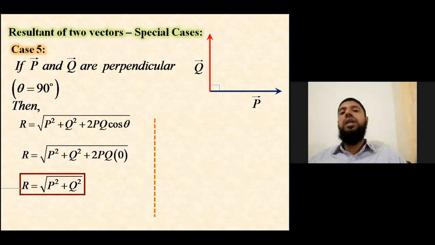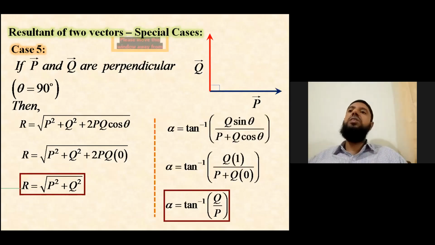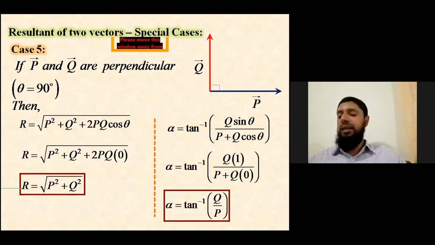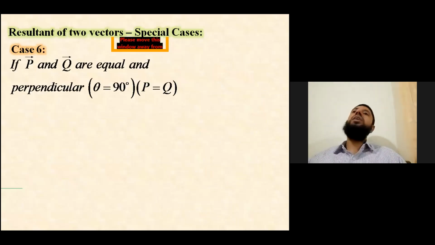And what is the direction of the resultant? Resultant direction ಏನಾಗಿರುತ್ತೆ? It will be at an angle of tan inverse of Q by P. It depends on the magnitude of Q and magnitude of P. It will be in that direction from the first vector P. P ಇಂದ ಅಷ್ಟು angle ಅಲ್ಲಿ ಇರುತ್ತೆ. If I take a special case, one more case where the two vectors are equal and they are perpendicular. ಎರಡು ವೆಕ್ಟರ್ಸ್ ಈಕ್ವಲ್ ಇದೆ, ಜೊತೆಗೆ ಪರ್ಪೆಂಡಿಕ್ಯುಲರ್ ಇದಾವೆ. ಆ ಟೈಮ್ ಅಲ್ಲಿ ರಿಸಲ್ಟೆಂಟ್ ಏನಾಗಿರುತ್ತೆ?